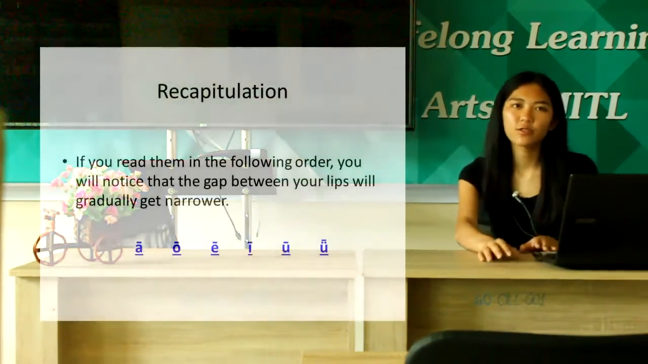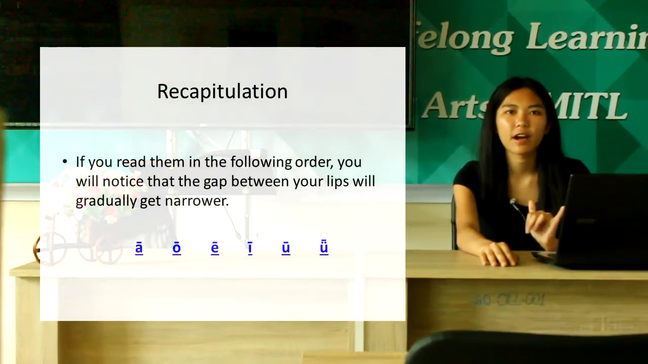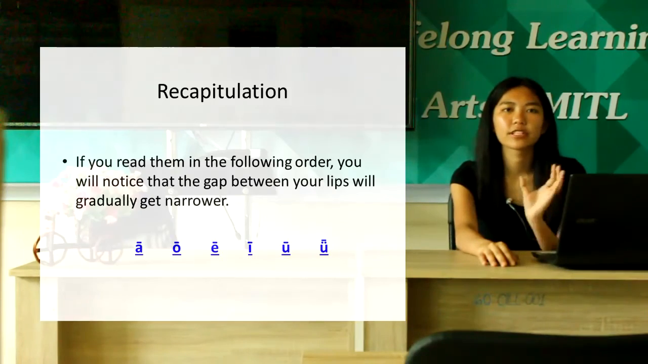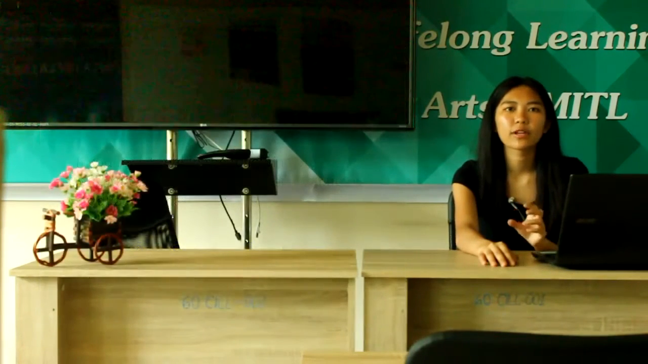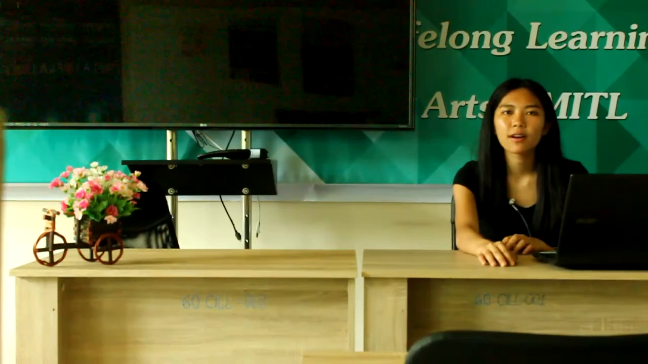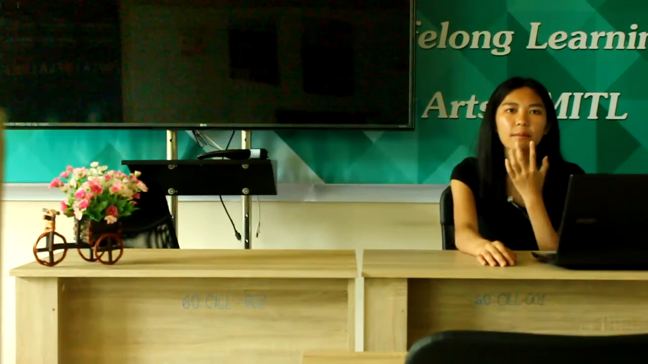So let's do a little revision. We've learned 6 vowels: a, o, e, yi, wu, yu. Actually these 6 vowels are a continuum. Whenever you pronounce these vowels continuously, your lips will get narrower and smaller. We can try. Look at my mouth. A, o, e, yi, wu, yu. You can notice that my lips are getting smaller.